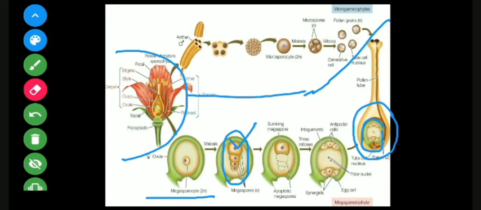Okay, so you can see here one is remaining, which is actually a functional megaspore, and all the three are going to degenerate. Like this, only one remains functional for further development of the embryo sac. Now this functional megaspore will undergo three mitotic divisions.